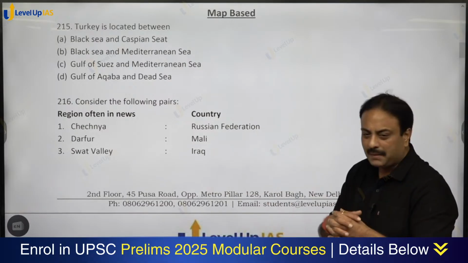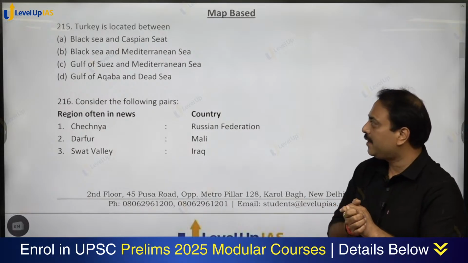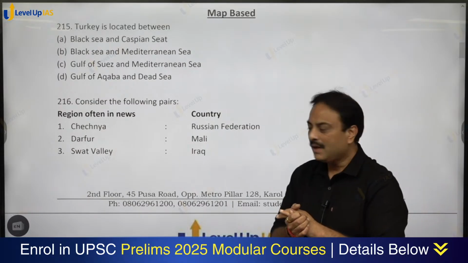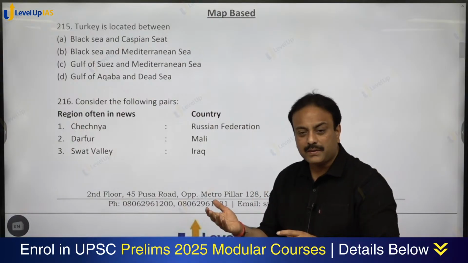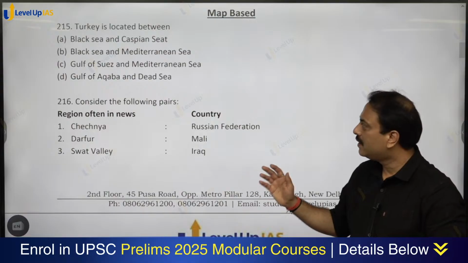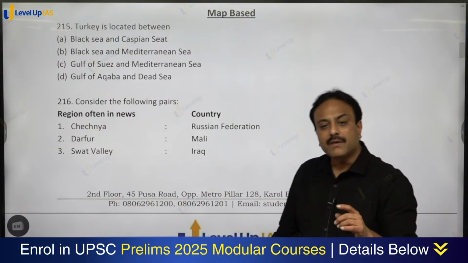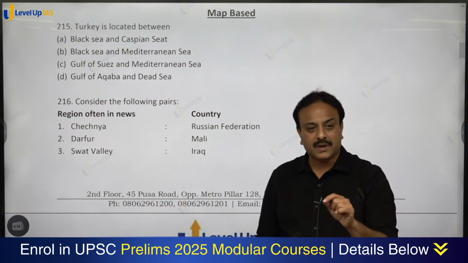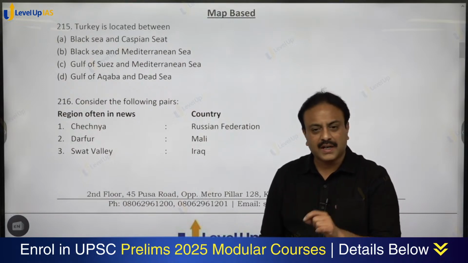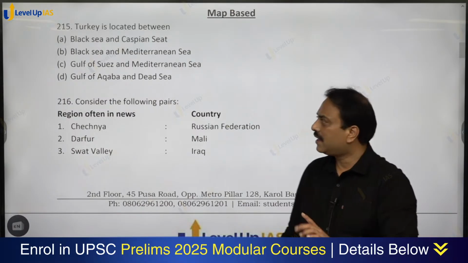Turkey remains in limelight. Turkey is located between, the question is asking, Black Sea and Caspian Sea. Black Sea is on the northern side of Turkey. Caspian Sea is on the northeastern side of Turkey. So it has nothing to do with Black Sea and Caspian. Between Black Sea and Caspian Sea, we are having countries which are having borders with Turkey. Georgia, Armenia, Azerbaijan, the Caucasus countries, Caucasus mountain countries, they are located. Turkey is not over there.